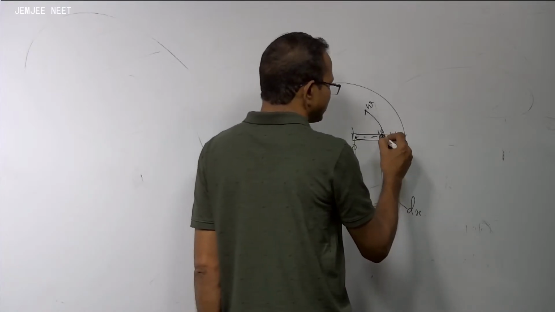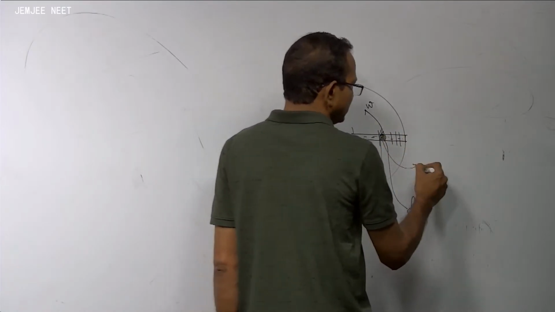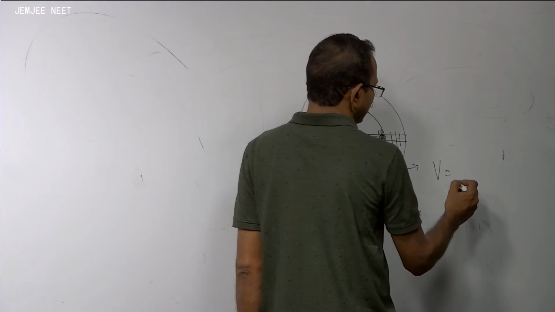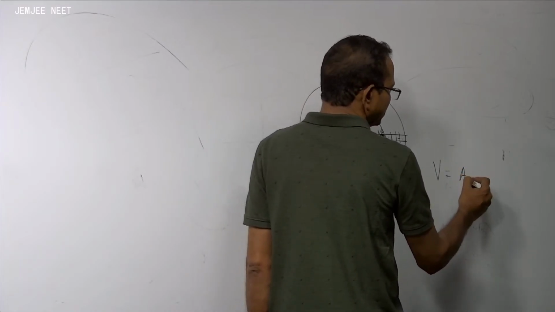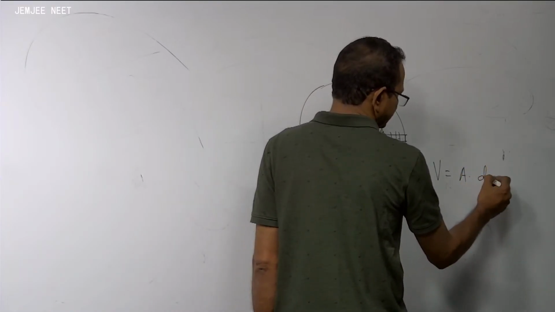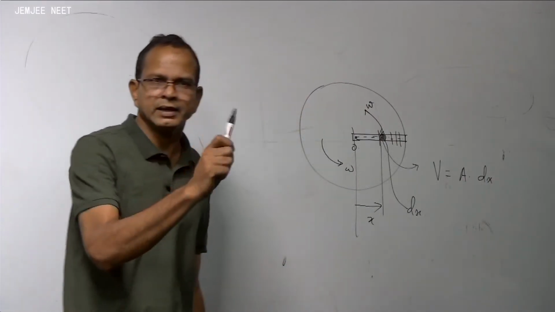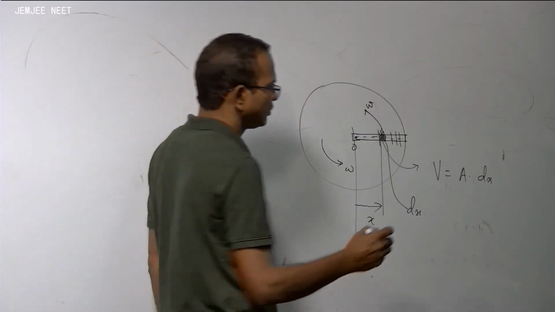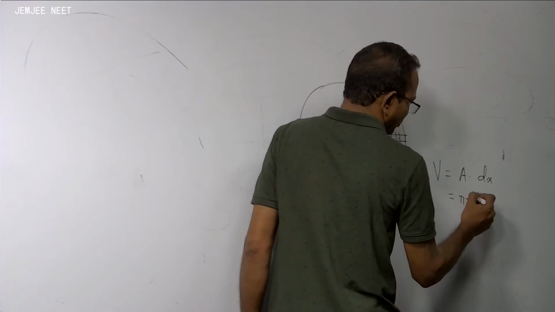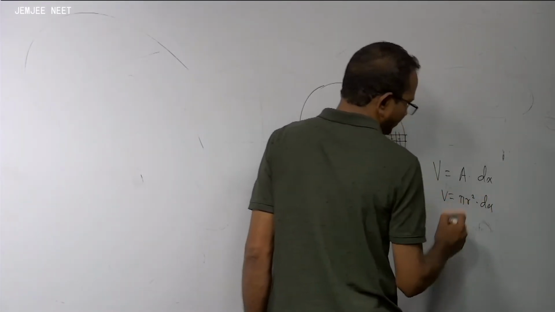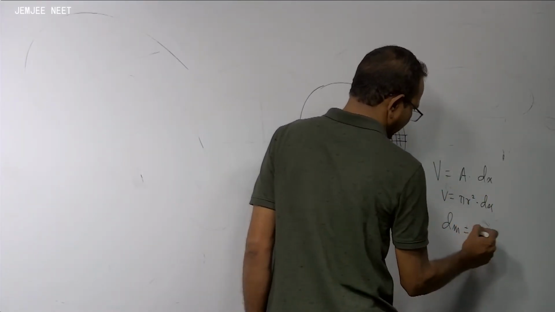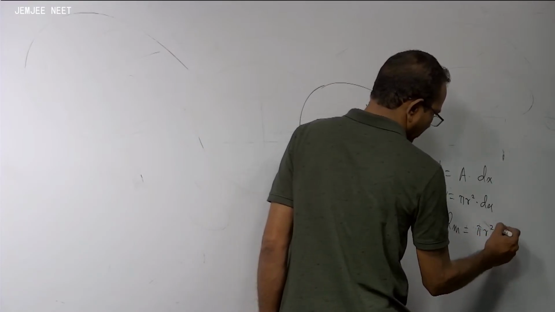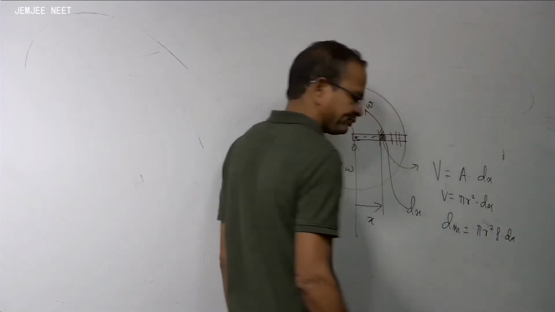What's the mass of the small piece? What's the volume? Volume is given by area into thickness, or disk area into height, pi r square h. Pi r square into dx is the volume. What's the mass? Multiply with density. Pi r square rho into dx is the mass.